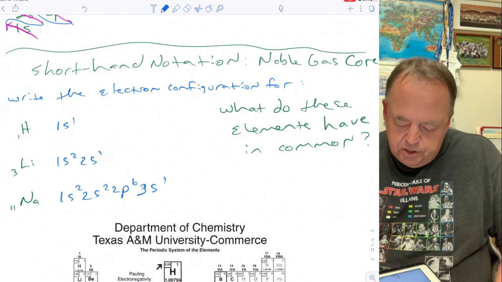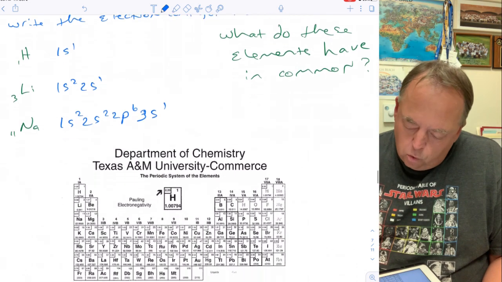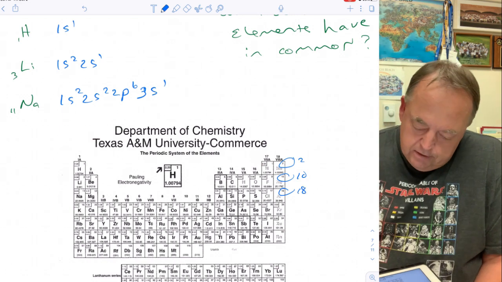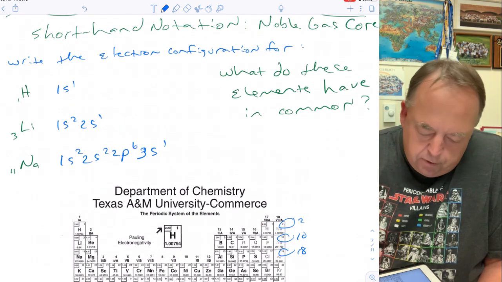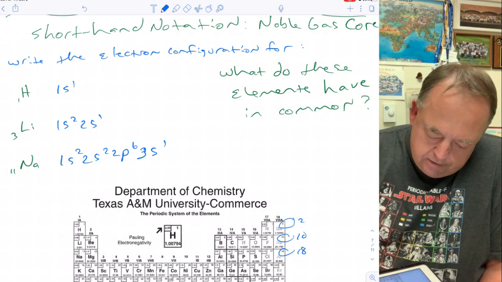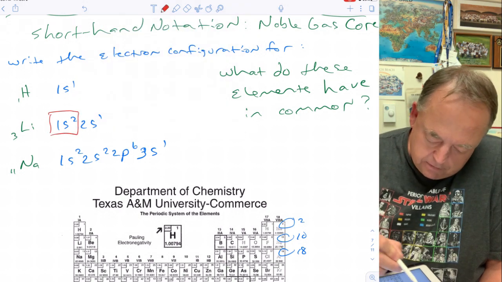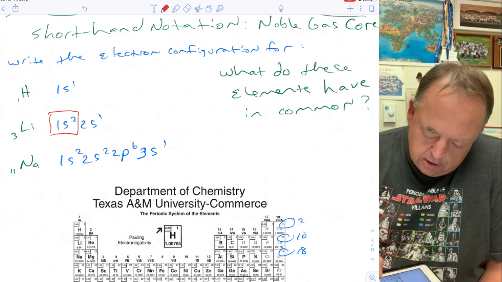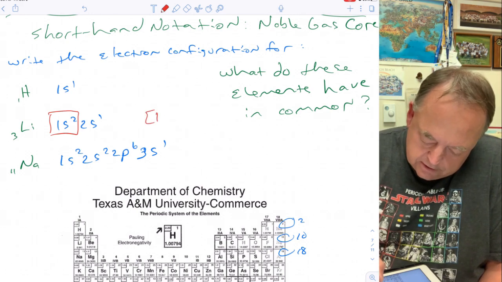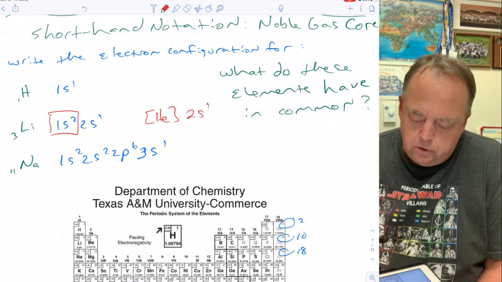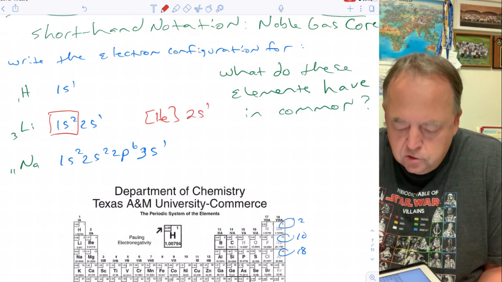Right, so there's an easier way to do this using a noble gas core. If you notice, helium's here with 2 electrons, neon's 10 electrons, argon's 18 electrons. There is no way to simplify hydrogen, but there is for helium. So for lithium, that would be helium, 2 electrons. You could write this as helium and then 2s1. The helium would be the noble gas core.